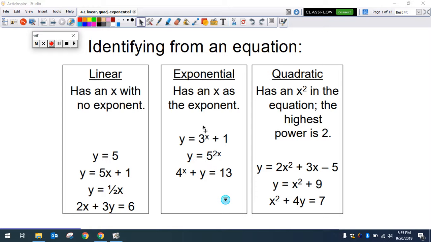If it's exponential, the exponent is going to be the x. And it doesn't matter what side of the equal sign it's on. If it's 3 to the x, if it's 5 to the 2x, if it's anything to an x exponent, it's exponential. And a quadratic is going to have an exponent of a 2. If you see an x squared, that's how you know it's quadratic.